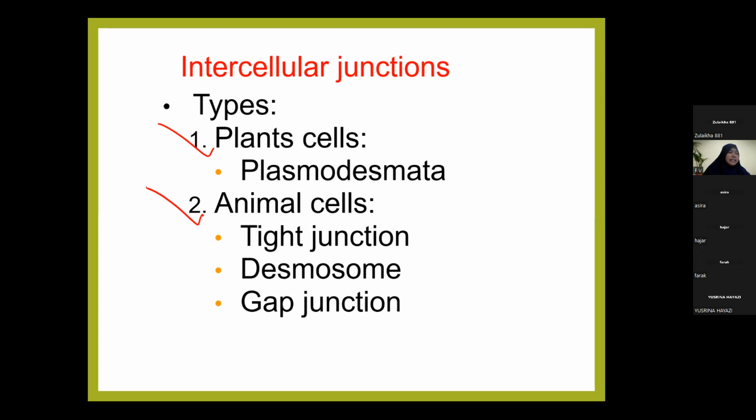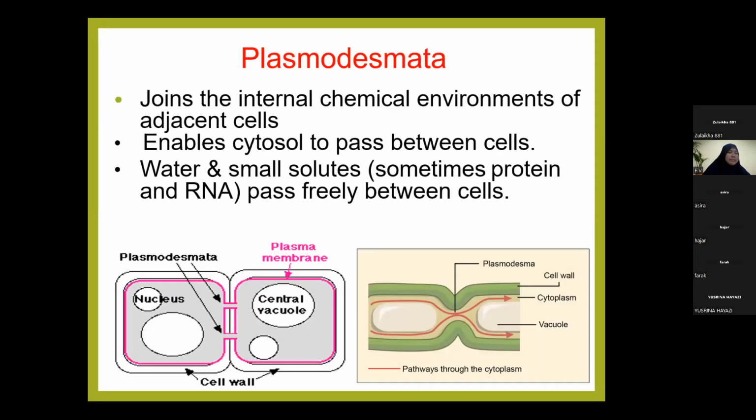Okay, so let's start with number 1, plasmodesmata. So remember, plasmodesmata is one and the only intercellular junction in the plant cell. Right? Ia dijumpai dekat plant cell sahaja. So what is the function of plasmodesmata? Plasmodesmata join the internal chemical environment of adjacent cell. Right? So dia tugasnya untuk menghubungkan environment di dalam plant cell.